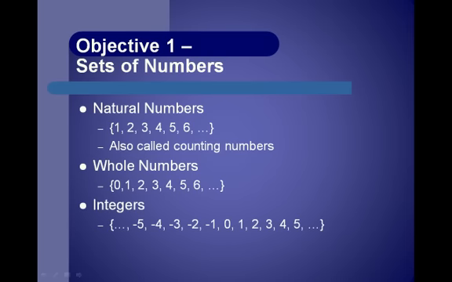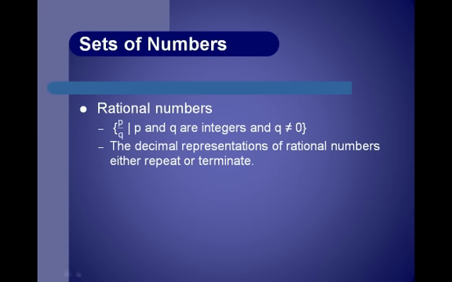The next set is the set of integers, which are the positive whole numbers, 1, 2, 3, and so on, the negative of the whole numbers, -1, -2, -3, and so on, and 0. The next set, rational numbers, are defined as the set of all numbers that can be written as P over Q, where P and Q are integers and Q does not equal 0.